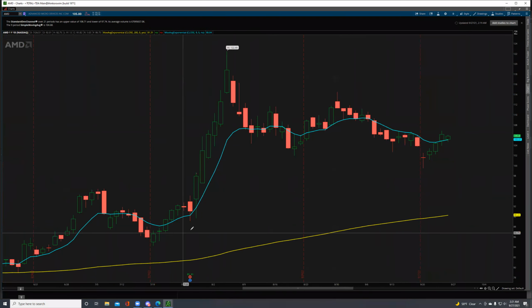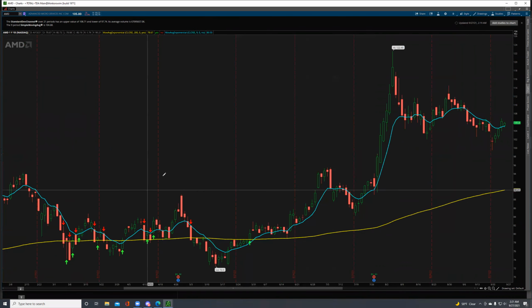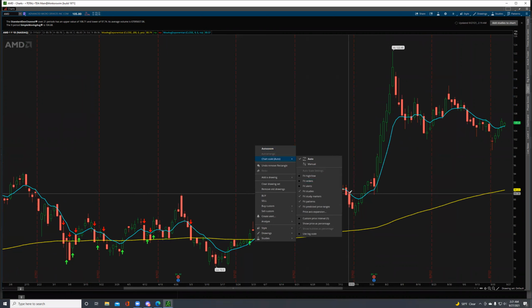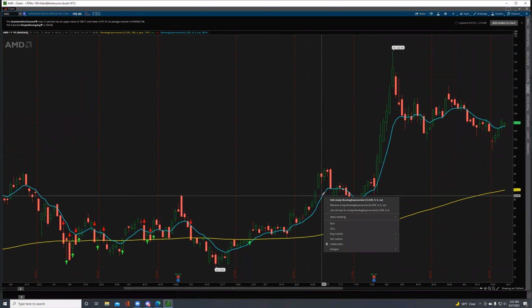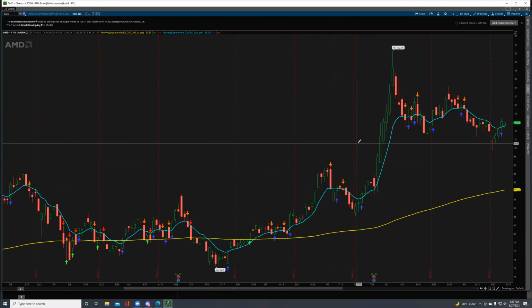Okay, so now, what do you all notice? I don't have any arrows. I have these arrows here. Let's see what happened. Let's edit this again. Oh, okay, I gotta show more breakout signals. Where is that? Breakout signals, yes. Always put your signals.